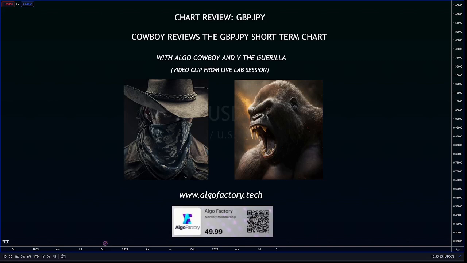Hey everybody, Cowboy here. Today we take a look at the GBPJPY chart. It's a good chart to look at on a day when there's a lot of USD news because technically it's not part of the USD's orbit, not in a big way.